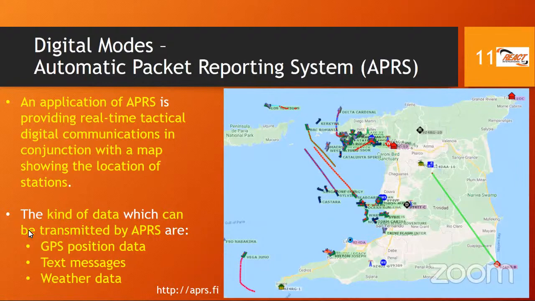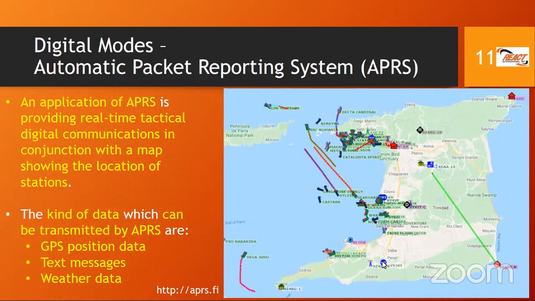The kind of data that can be transmitted by APRS, again, APRS is Automatic Packet Reporting System. We, of course, have the GPS position data, Global Positioning System, position data. So, just like Waze or Google Maps, we are on the map and where we are located. But you can also send text messages. Yes, you can actually send a message to another amateur radio operator using this mode called APRS.